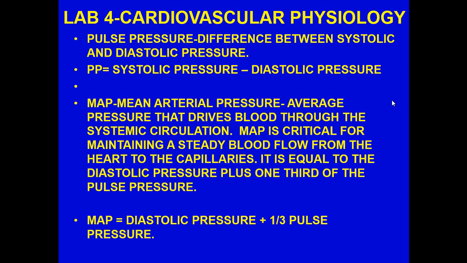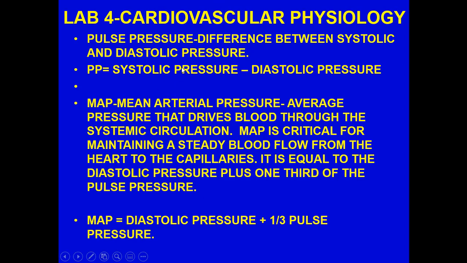Now, there's another measure that's called mean arterial pressure. This is the average pressure that drives blood through the systemic circulation. No problem. MAP is critical for maintaining a steady blood flow from the heart to the capillaries. It is equal to the diastolic pressure plus 1/3 of the pulse pressure. So MAP is equal to diastolic plus 1/3 pulse pressure.